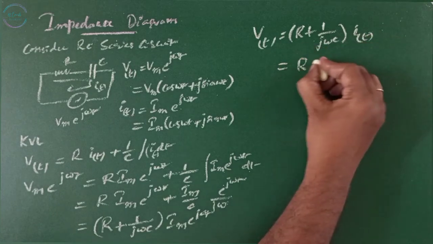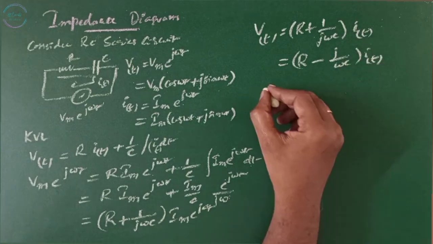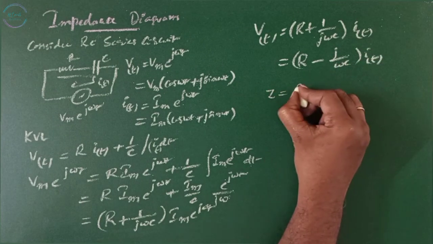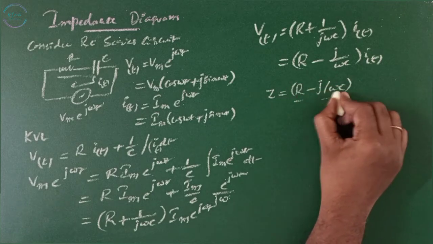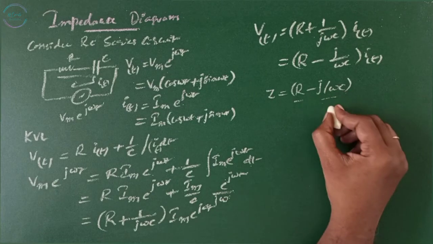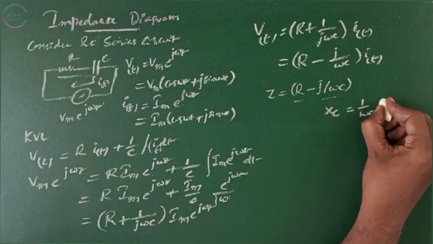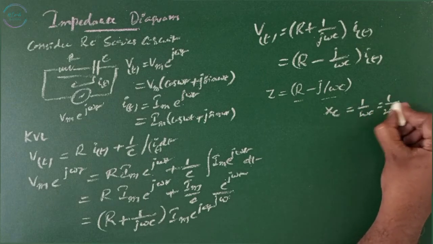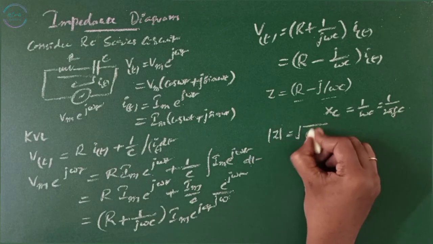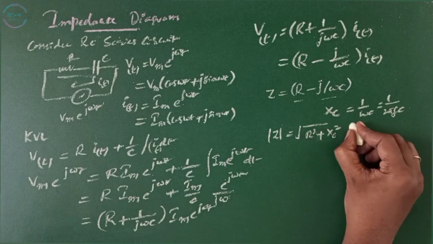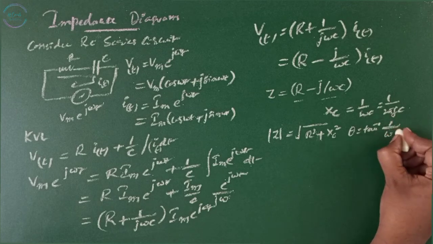This also can be written as R minus j by omega C of I of t. The impedance Z is given by R minus j by omega C, and this is the real part, resistance, and this is reactance. This reactance is due to the capacitor, so this is XC, which is given by 1 by omega C, which equals 1 by 2 pi fC. Now the magnitude of Z is given by square root of R square plus XC square, and the angle theta is given by tan inverse of XC by R. XC is 1 by omega C.